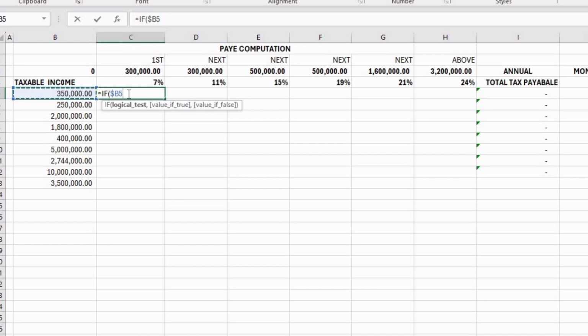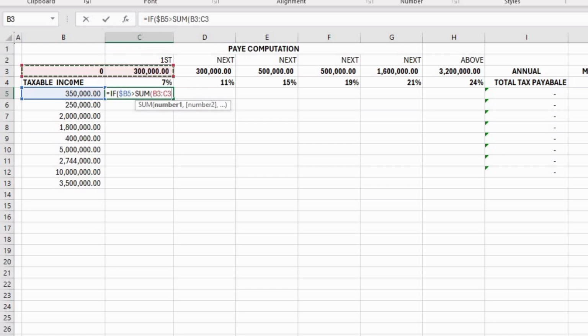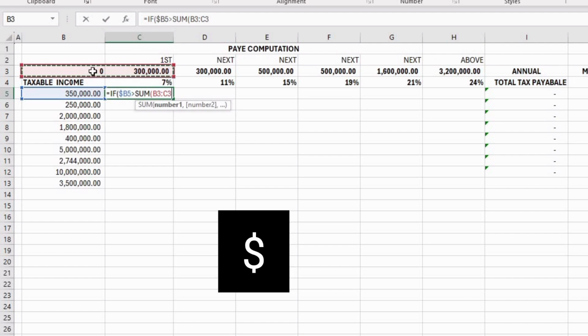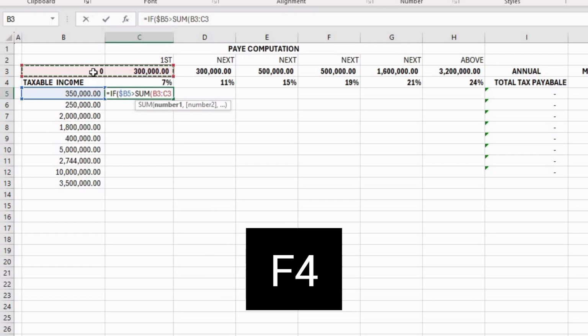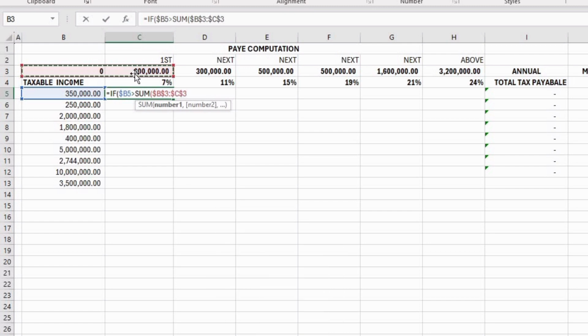Our focus is on taxable income alone, but we'll be leaving the row 5 without fixing it, so that when we copy the formula downwards, the formula would also apply to other taxable income. Back to our formula. If the taxable income is greater than the sum of 0 to 300,000, which in this case is cell B3 to cell C3. Remember, to fix either the column or the row on your formula, you use the $ on your keyboard, or you use the shortcut key F4. Using cell referencing again, I would fix the whole of cell B3, because when I copy to the right, I don't want that cell to move to the right.